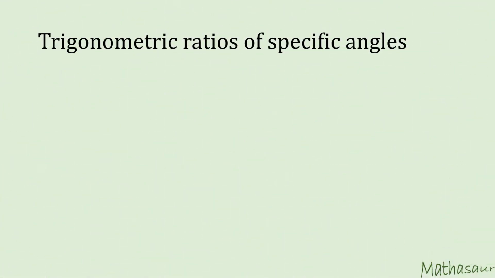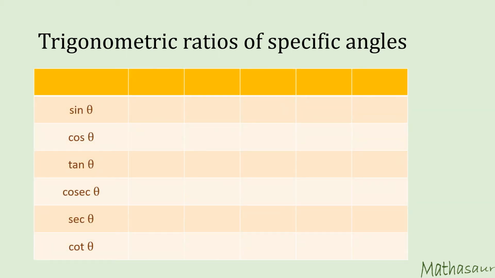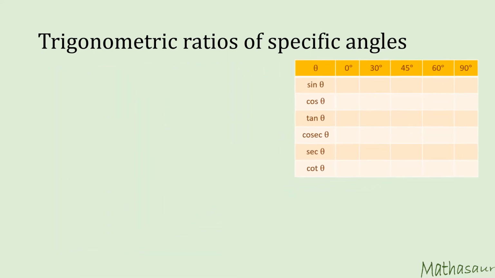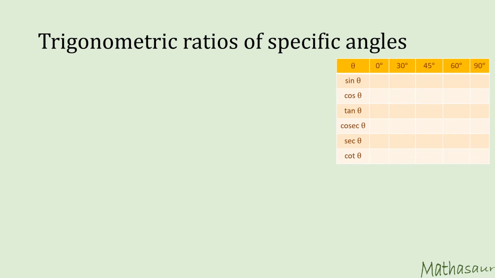Today, we are going to look at trigonometric ratios of specific angles. In the last class, we looked at the different trigonometric ratios called sin theta, cos theta, tan theta, cosecant theta, secant theta, and cot theta. Now let us find the values of these ratios for specific angles such as 0 degrees, 30 degrees, 45 degrees, 60 degrees, and 90 degrees. Let us park this table and figure these out one by one.